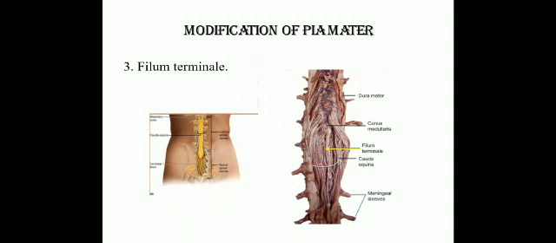It can be having 2 parts, the filum terminale internum, which is in the upper part and about 15 centimeter long, extends up to the lower border of second sacral vertebra. Then the filum terminale externum, it is the lower part which is outside the dura mater and attached to the first segment of the coccyx.